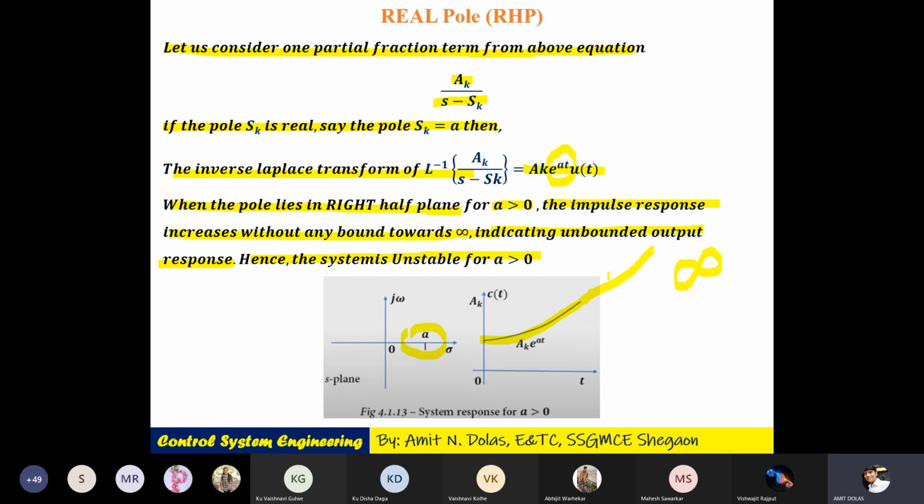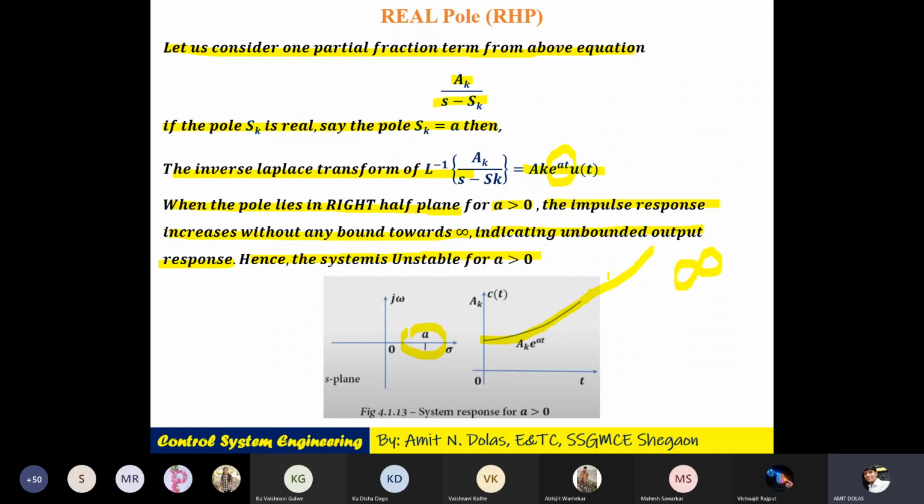And if the pole is situated in the right hand side of the S plane, then it is completely unstable. Now one comment I want to make here: suppose I have 50 poles in the system, out of these 50 poles, 49 poles are situated in the left hand side of the S plane and only one pole is situated in the right hand side of the S plane, then also the system is unstable.